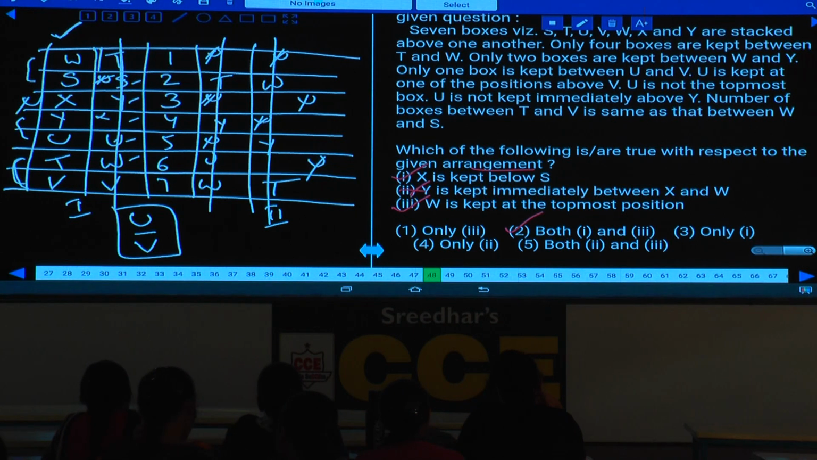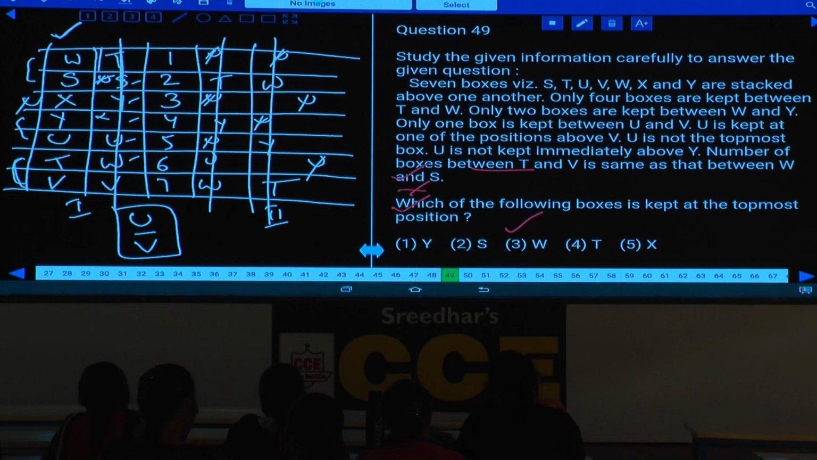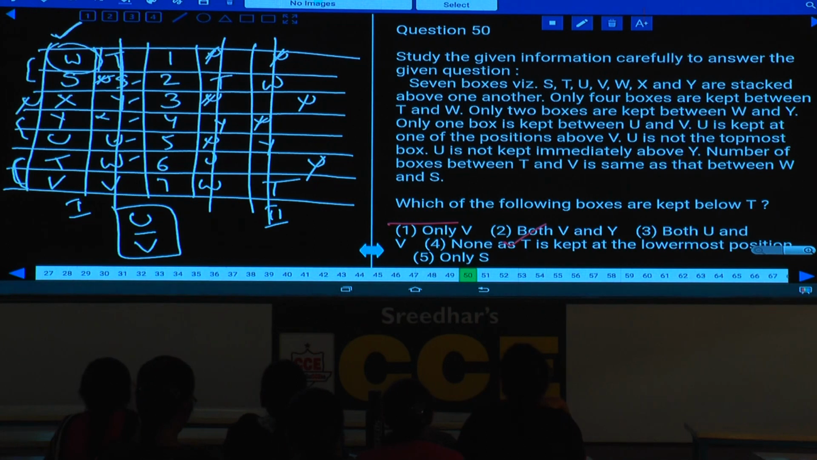The next one, question number 49. Which of the following boxes is kept at the topmost position? Topmost position, what is that box here? W, that is choice 3. Then 50th, which of the following boxes are kept below T? Now, tell me how many boxes are there below T? There is only one box, that is V. Only V. Choice 1 is the answer. Now, this is about question numbers 46 to 50, and the order is W, X, W, S, X, Y, U, T and V.